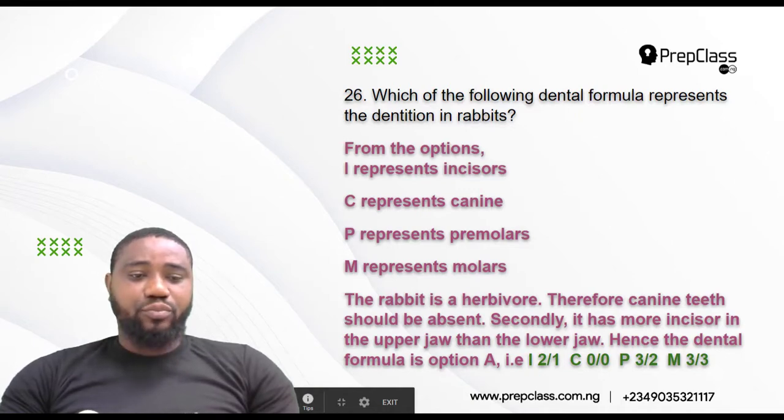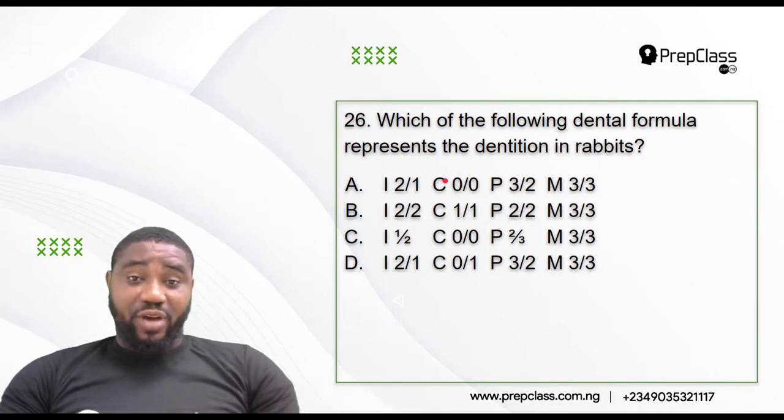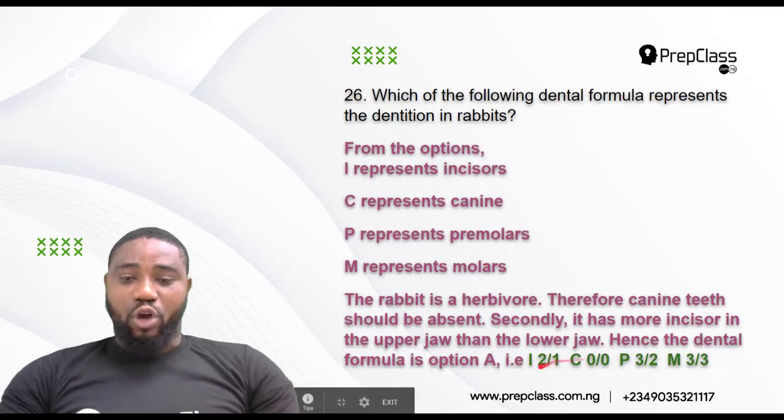Because if you look here, I have to go for an option where the canine is 0 over 0. So that should be between option A and C. But option C is having more incisor teeth in the lower jaw than the upper jaw, whereas it's supposed to have more incisor teeth in the upper jaw than the lower jaw. So because of that, option A is better, since it has 2 over 1: 2 incisors in the upper jaw and 1 incisor in the lower jaw.